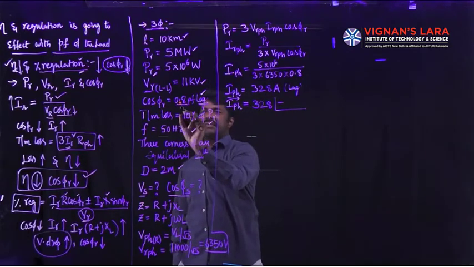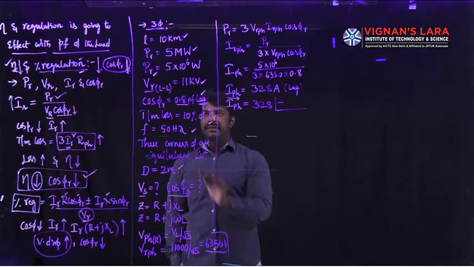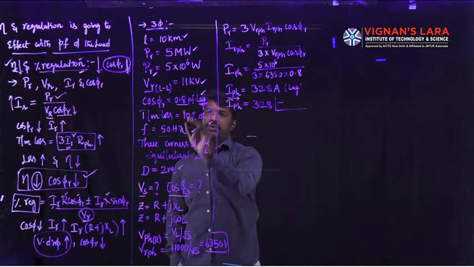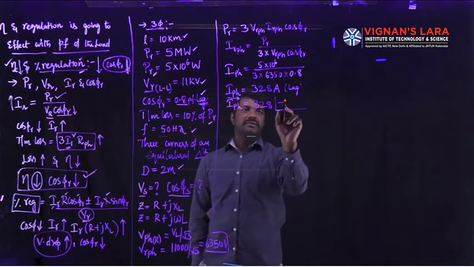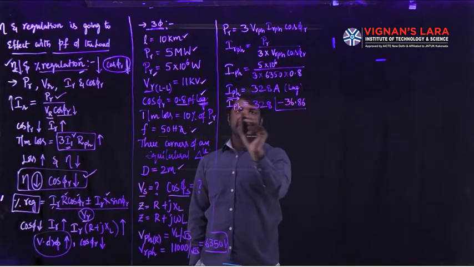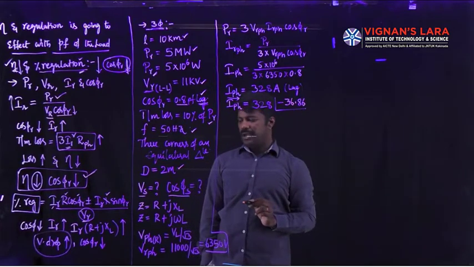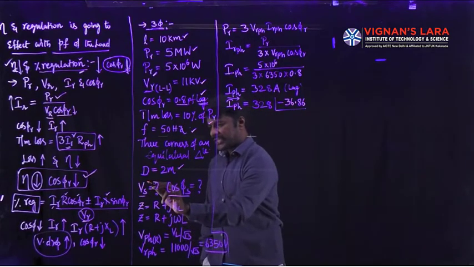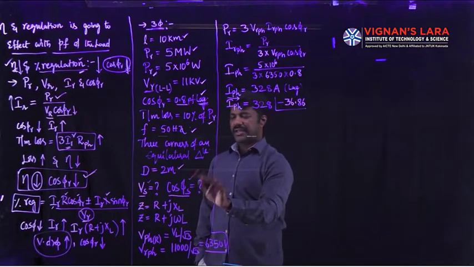If cos phi is equal to 0.8, then the phase angle phi r is equal to cos inverse of 0.8, which is equal to 36.86 degrees. Therefore, this is a current phasor which will be helpful in finding out the magnitude of Vs as well as cos phi s.